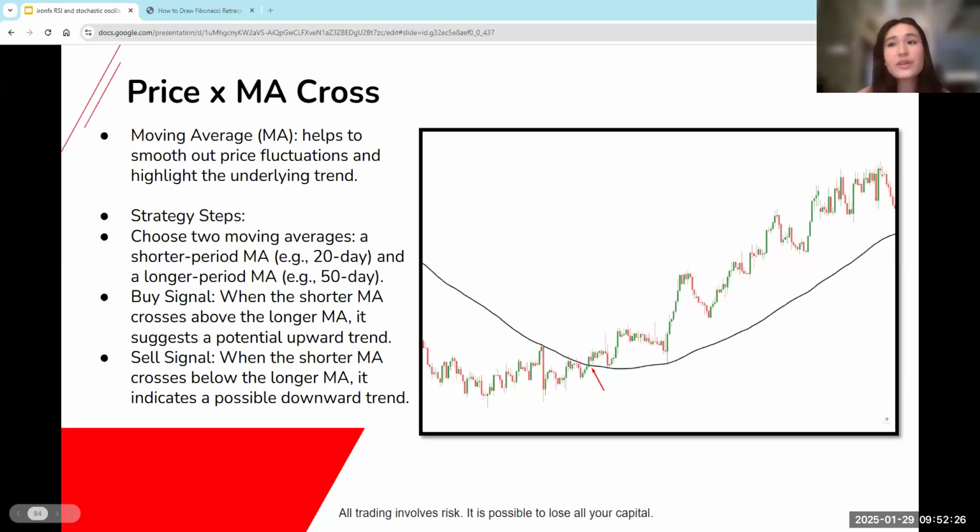So for example, if you choose a 20-day MA and a 50-day MA, right? If the shorter time frame, which is 20, crosses above the 50-day, which is the longer time frame, it's a buy signal. If it's the other way around, or the 20-day crosses below the 50-day, then it's a sell signal. This strategy works best in trending markets. So again, you should use this in conjunction with other indicators as well.